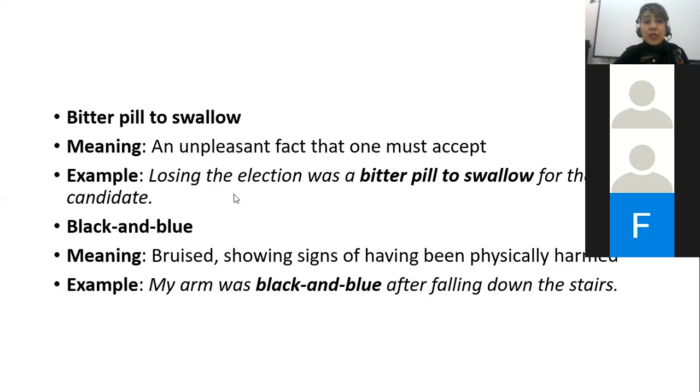Okay, so "bitter pill to swallow" means an unpleasant fact that one must accept. Losing the election was a bitter pill to swallow, meaning it is hard to believe and hard to digest for the candidate. Something that is very hard to accept. Next, "black and blue" means bruised, showing signs of having been physically harmed. My arm was black and blue after falling down the stairs, meaning bruised.